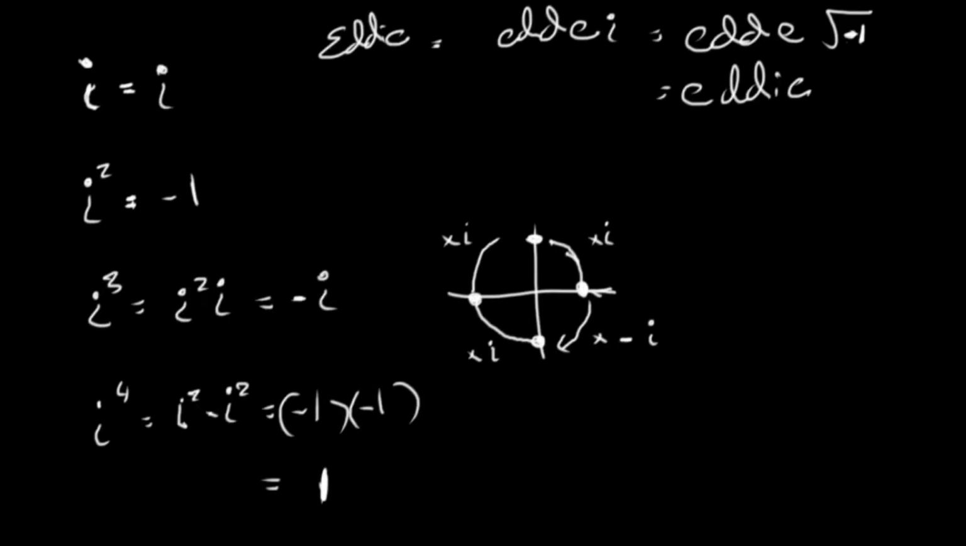We can keep doing this, right? We can do i to the 5th. Well, that's just i to the 4th times i, and i to the 4th was 1, so this is just i. i to the 5th is equivalent to i.